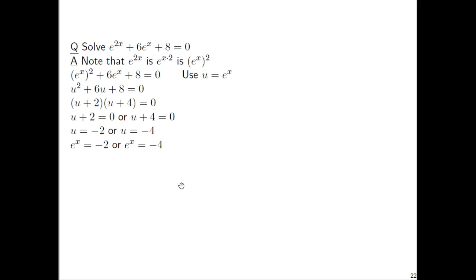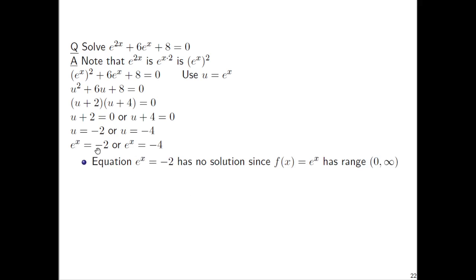Now the technique we're going to apply is rather advanced. It's the first time we're doing it. But the thing is, the first equation, e to the x equals negative 2, has no solution because the function, we're bringing in a function into the story here, the function f of x equals e to the x, we had earlier said that the range of this exponential function is 0 to infinity.